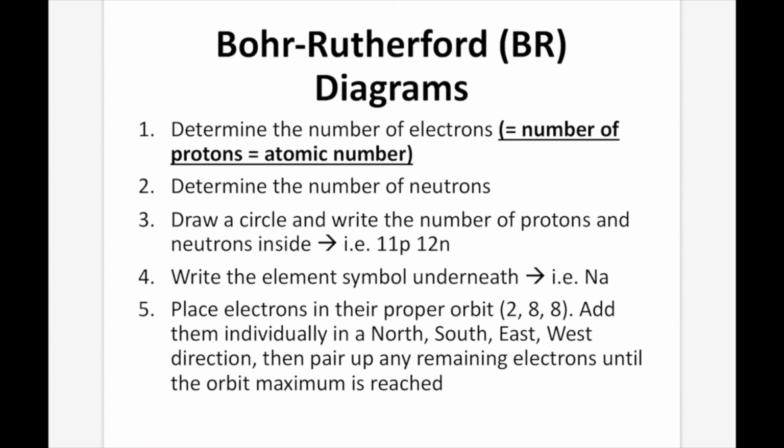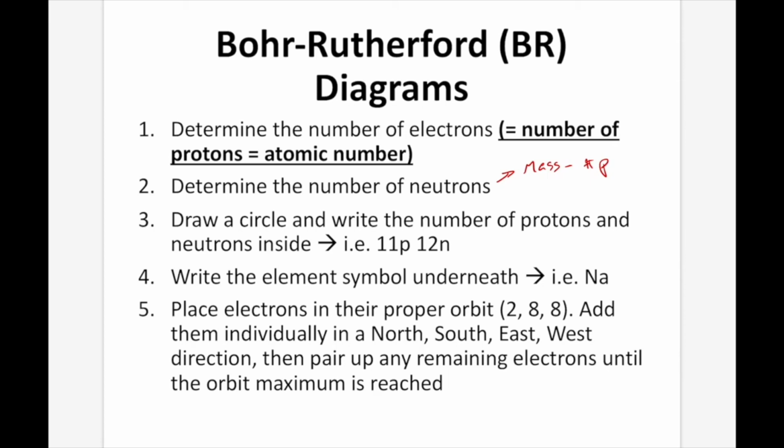Number 1, we're going to determine the number of electrons. That's going to equal the number of protons, which equals the atomic number. We're going to determine the number of neutrons, and we're going to draw a circle and write the number of protons and neutrons inside. Keeping in mind to find the number of neutrons, that's going to be the mass minus the number of protons. We're going to write the element symbol underneath, so for example, sodium, and we're going to place electrons in their proper orbit, 2, 8, 8, and we're going to add them individually, north, south, east, west direction, and then pair them up as any electrons are left over.